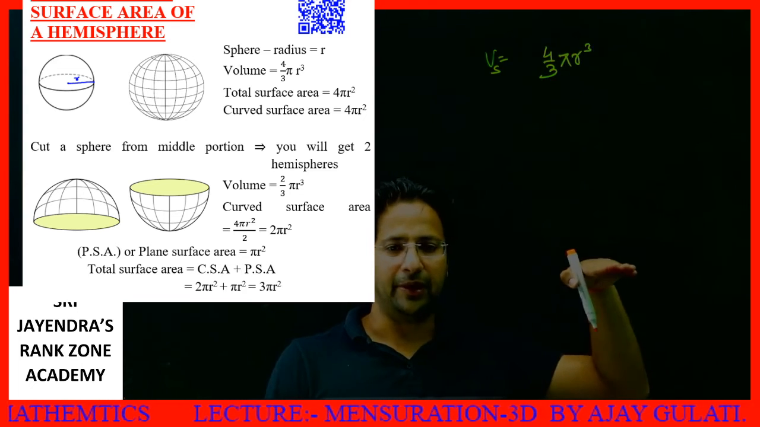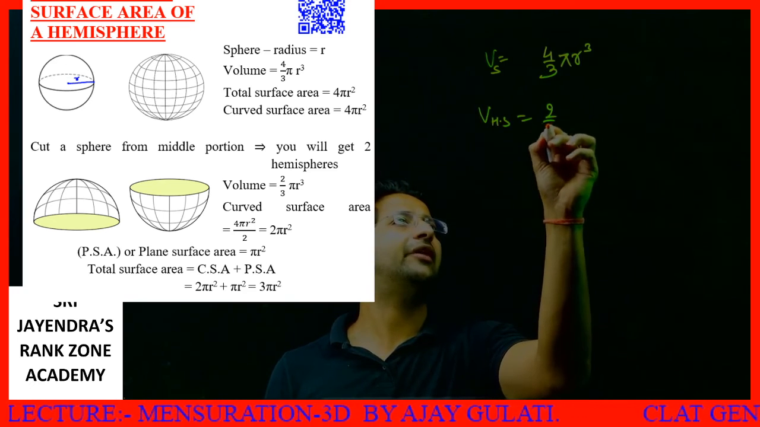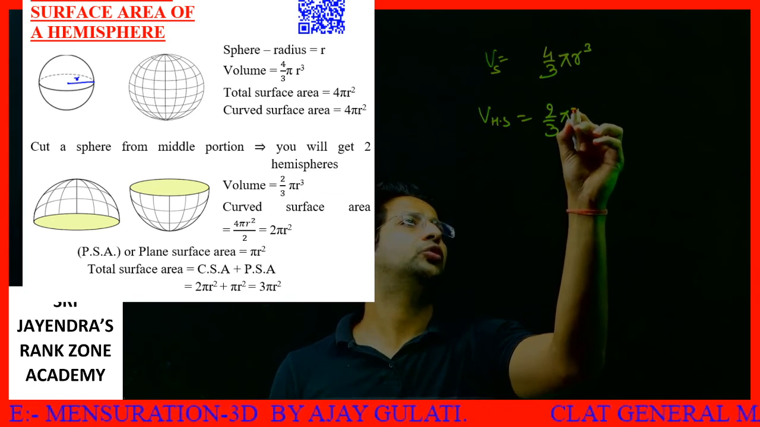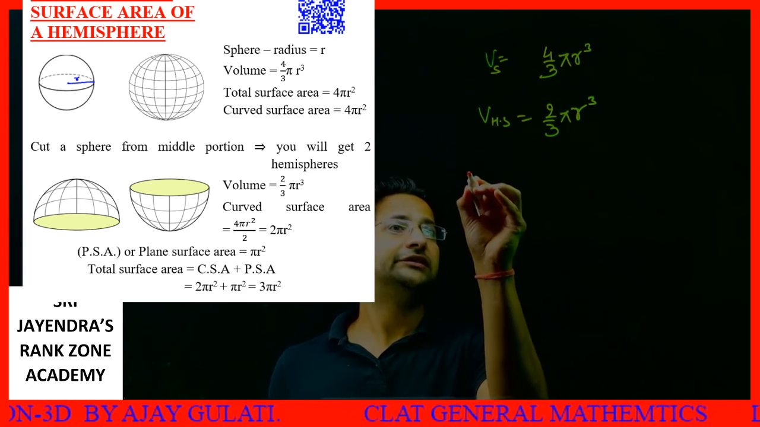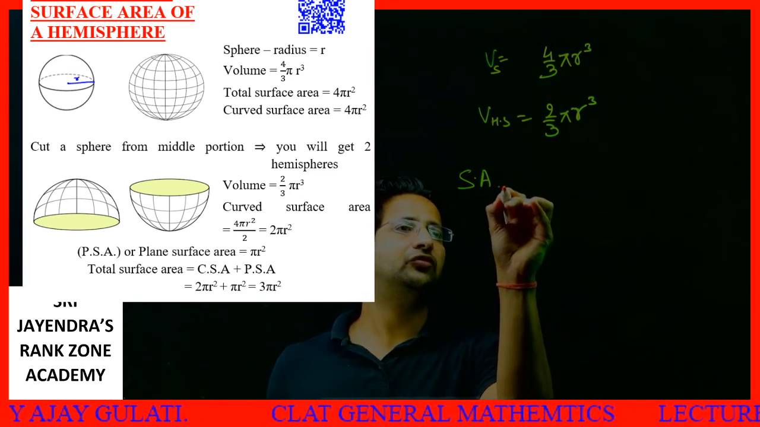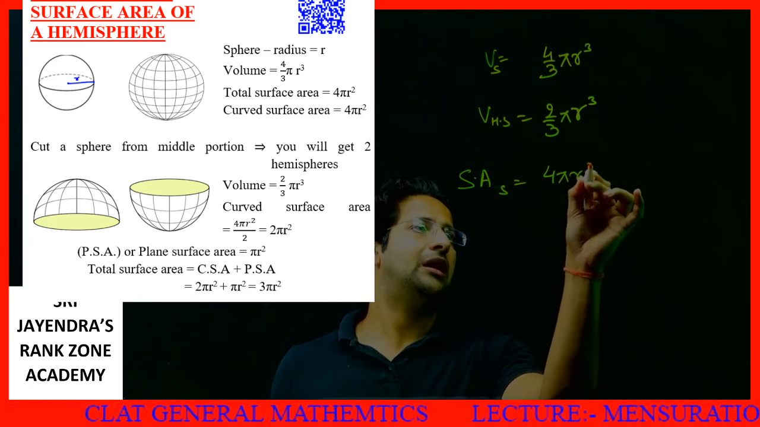I cut it from the middle. When I cut it from the middle, I will get a hemisphere, so the volume will be half. Hemi means half. So the volume is 2 by 3 pi r cube. Now, the surface area of a sphere is equal to 4 pi r square.